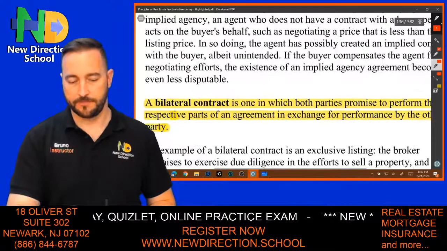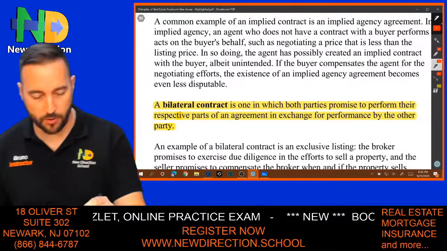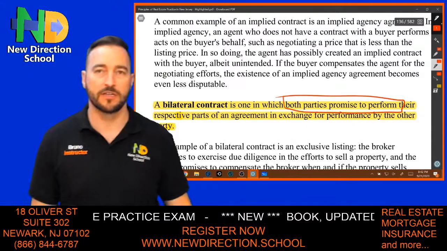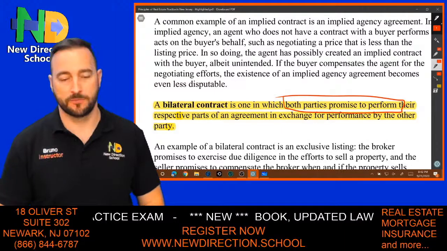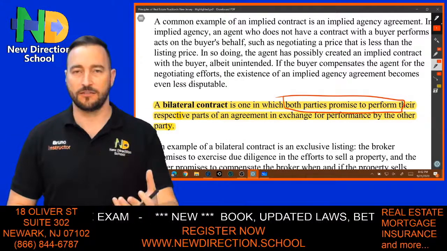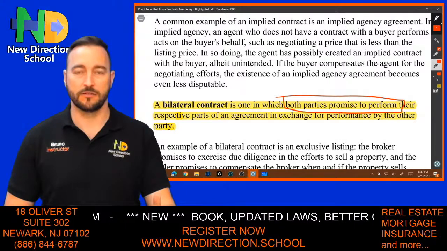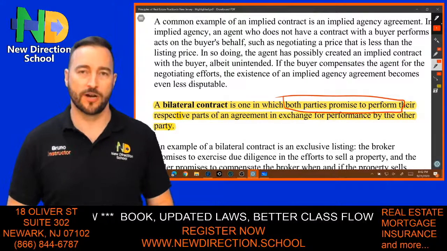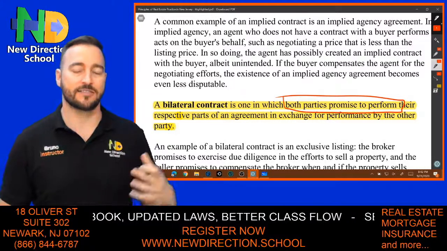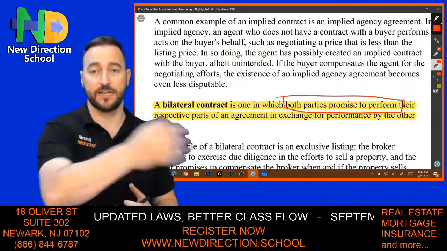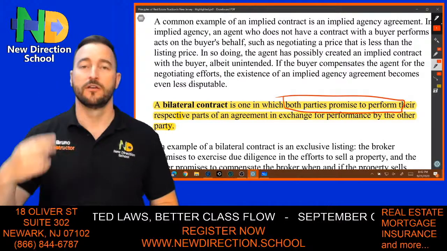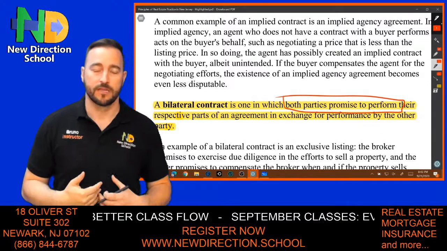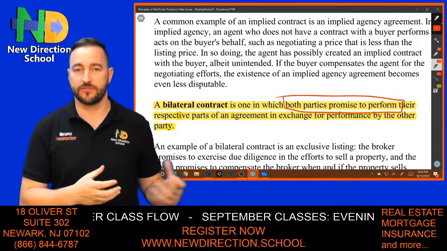It says right here, a bilateral contract is one in which both parties promise to perform their respective parts in an agreement in exchange for performance by the other party. So if I put my property for sale and somebody puts in an offer and says, hey, I want to buy your property, once we go under contract, there are certain steps that I as a seller have to take and the buyer has to take, right? So you have to get pre-approved, you have to pull title, you have to do home inspections. On my end, I have to get a CO, for instance, certificate of occupancy.